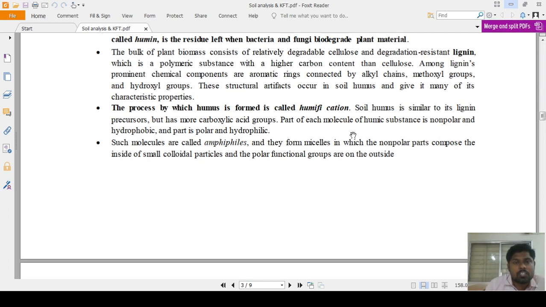Okay, the part of each molecule of the humic substance is non-polar and hydrophobic in nature, and part is polar and hydrophilic in nature. Such molecules are known as amphiphiles, and they form micelles in which the non-polar parts compose the inside of small colloidal particles, and polar functional groups are on the outside.